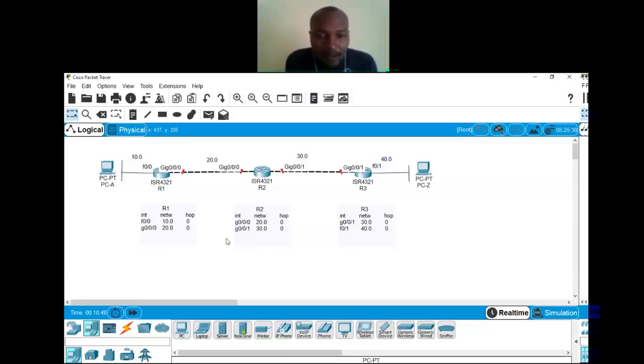So having that routing table, you have to ask yourself, from PCA, will PCA be able to ping R2?